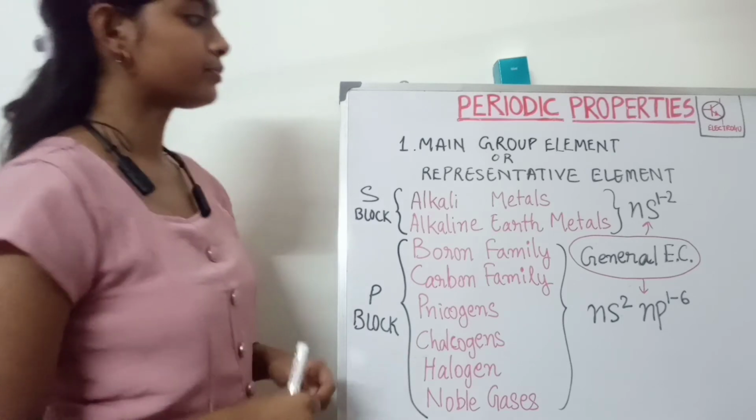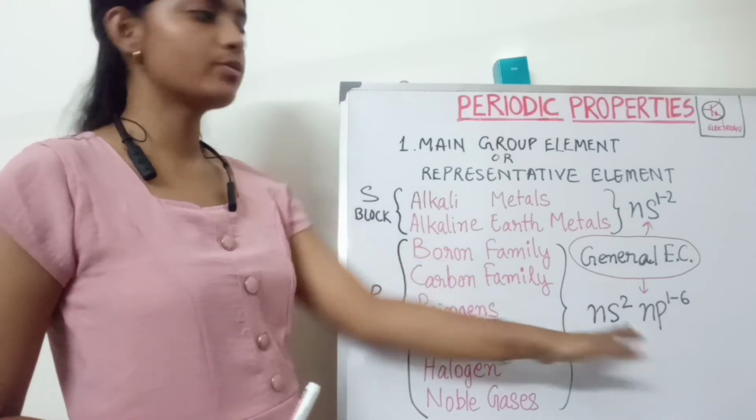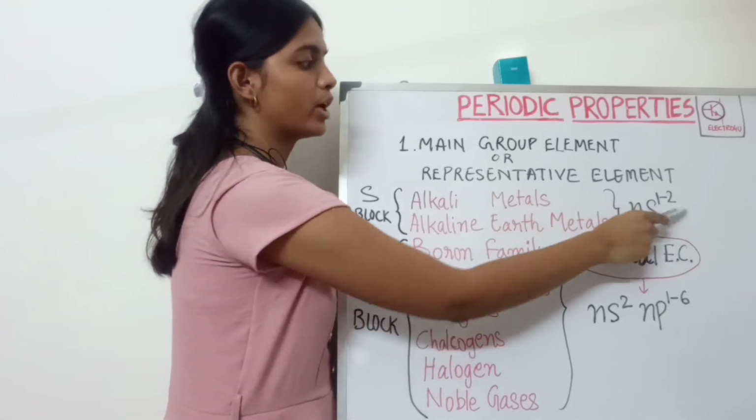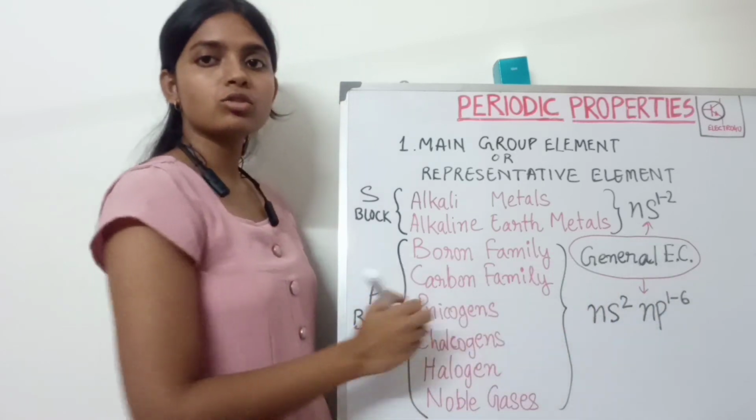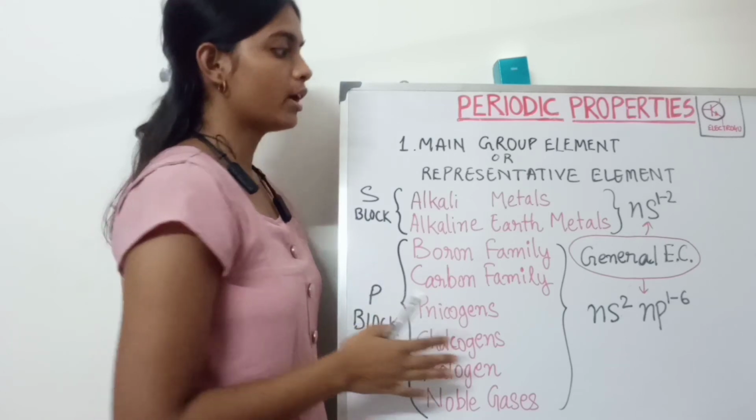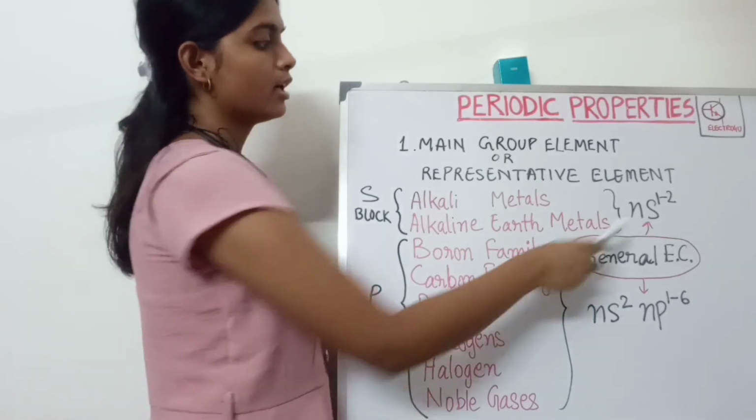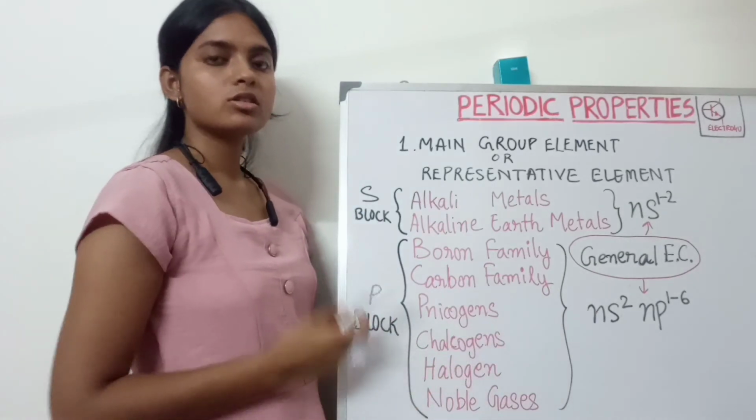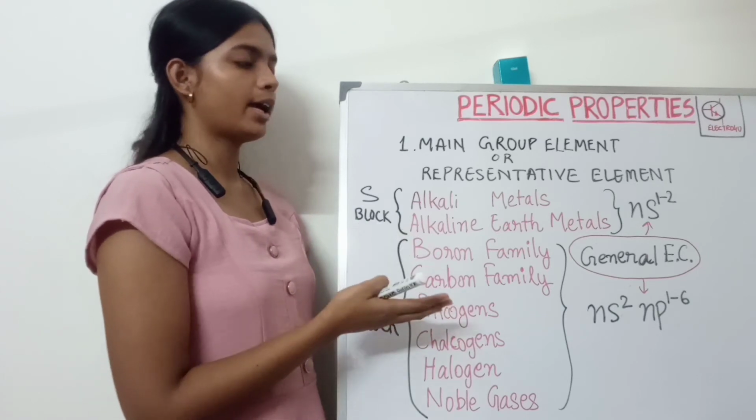For them, the valence shell is either ns or np. As we can see in their general electronic configuration, for S block elements it is ns1 to 2, and for P block elements it is ns2 np1 to 6. These are the general electronic configurations for these two blocks. So according to this, the valence orbital for main group elements is either the S or P orbital.